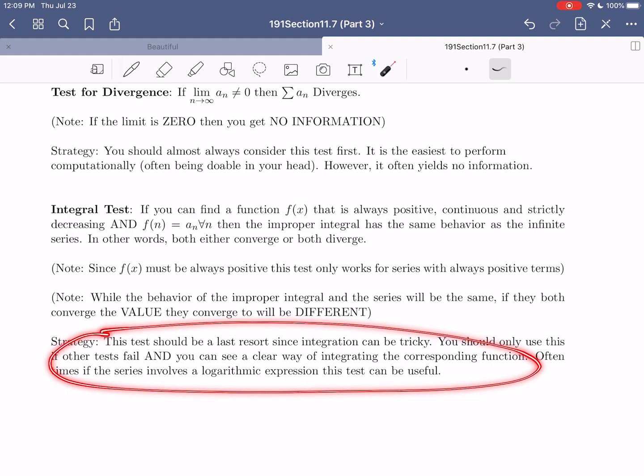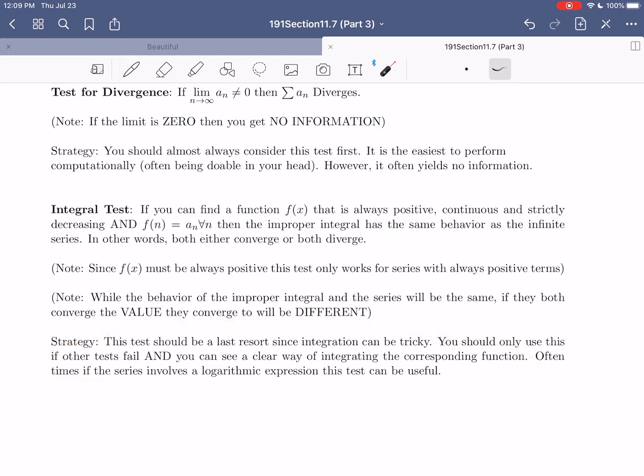Finally, in terms of when should you use the integral test? Well, unfortunately, this should be really a test of last resort. The reason that integral tests should be used as a very last resort is that integration is tricky. There's a lot of expressions out there that are very challenging to integrate. So you should really only use the integral test if the other tests fail and you can actually see a clear way of integrating the corresponding function.